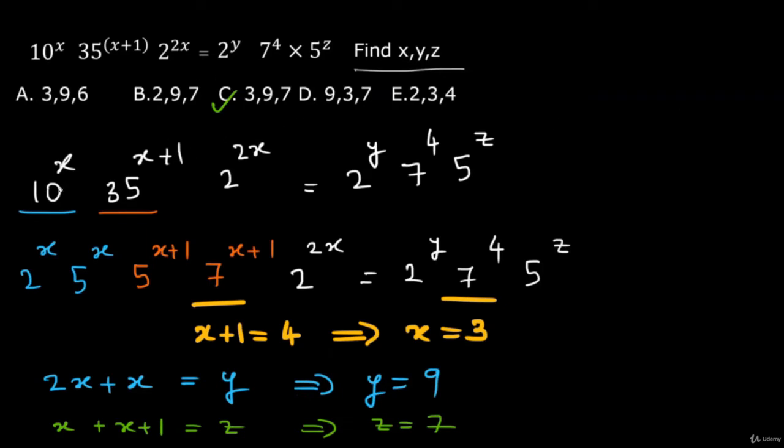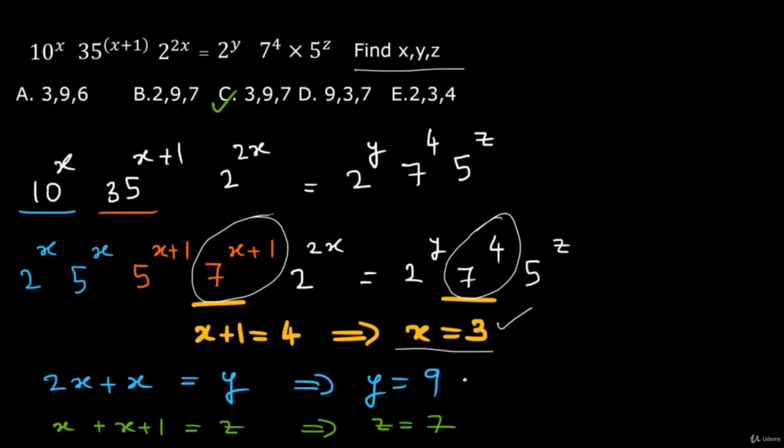Let's solve it. Over here we have 10 to the power x, 35 to the power x plus 1, 2 to the power 2x, right? Now 10 is 2 into 5. So I can write 10 to the power x as 2 to the power x into 5 to the power x. Now 35 is 5 into 7. So I can write this as 5 to the power x plus 1 into 7 to the power x plus 1. And over here I have 2 to the power 2x. Alright. Now over here I have 2 to the power y, 7 to the power 4 and 5 to the power z. Now on comparing the left hand side and the right hand side, you can see that over here you have 7 to the power x plus 1 and that is given as equal to 7 to the power 4. Therefore x plus 1 has to be equal to 4 or x is equal to 3.